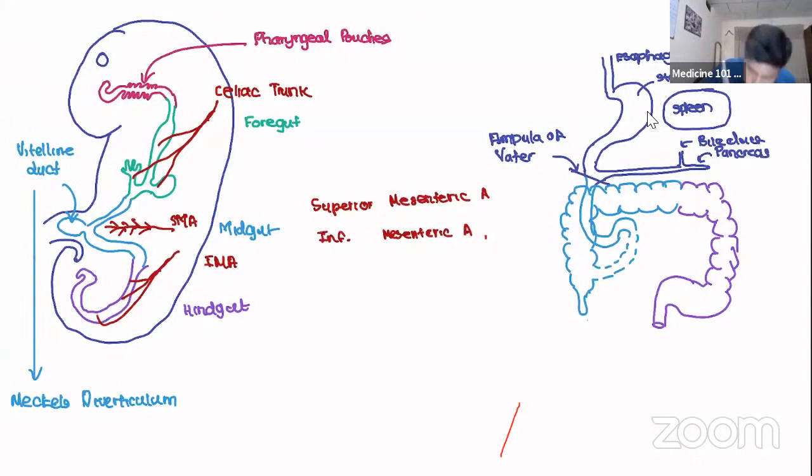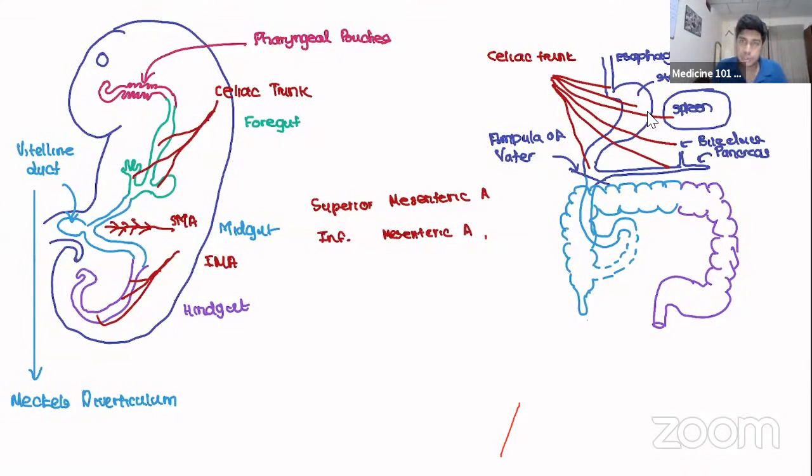Up to this point, all these structures are going to be supplied by the celiac trunk. The ampulla of Vater is a part of the duodenum. The first part of the duodenum is supplied by the celiac trunk. The next thing is up to the location over here. This is 2/3 of the transverse colon.